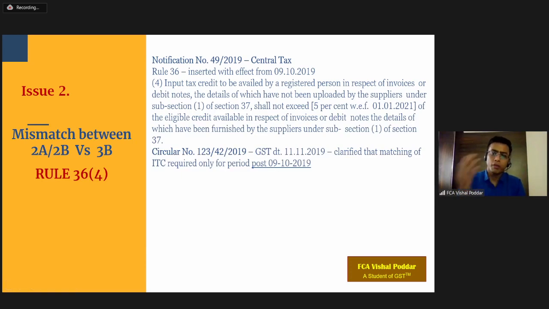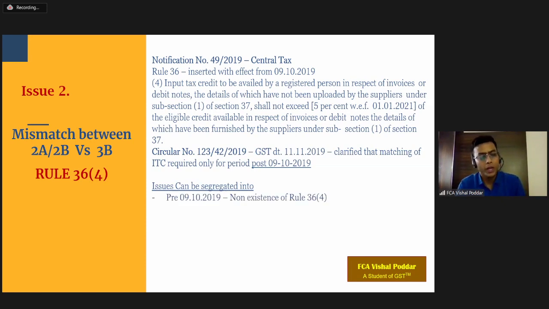Generally, what I have seen is that officers tend to go by the circulars issued by the government. So now you have a circular backing this point, that for a period prior to 9th of October, you cannot compel the dealer to reverse the ITC. Now, I will segregate this particular mismatch issue into 3 categories. One is where your notice is covering any period prior to 9th of October 2019. You are in the most comfortable position. You can always quote this particular circular.